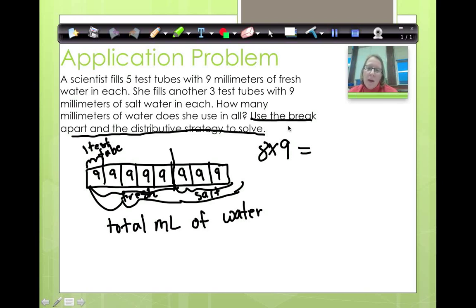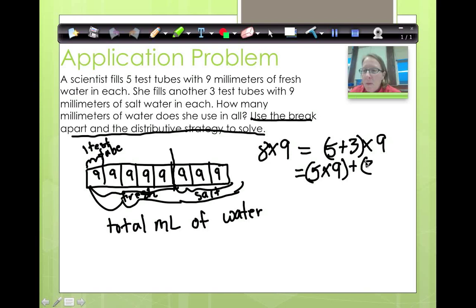Okay, so what was the 8? Well, it was 5 and 3. So here's our break apart right here. We're rewriting the 8 to make it like this, right? Okay, now we're going to use the distributive property. We're going to do 5 times 9 plus 3 times 9. So they can each be multiplied by 9, but I'm going to put parentheses just so that I can see it better.